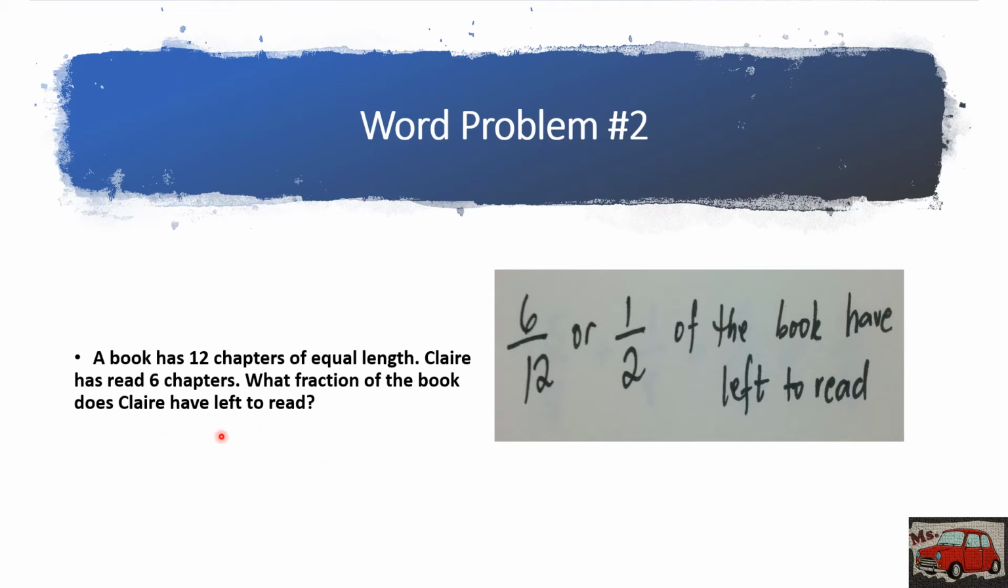Okay, so the operation is subtraction. So, 6 out of 12 na lang. Kasi yung kabuang chapters is 12 and nabasa niya na is 6 chapters. Okay? So, to simplify it, this is 1/2. So, 1/2 na yung nabasa niya. So, ibig sabihin, 1/2 na lang din yung natitirang chapter na babasahin niya. Okay?